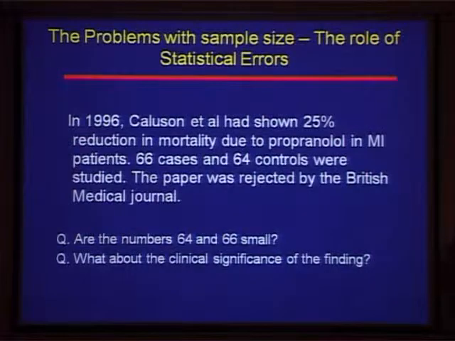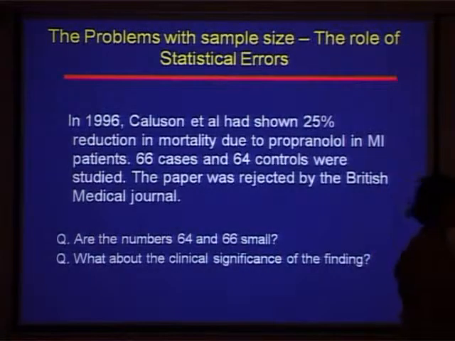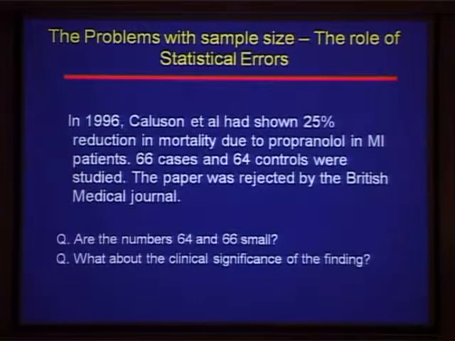Let's ignore the first one. What about the clinical significance of this finding? Every time you treat 100 patients, you're able to save 25 lives. It's a significant thing. So why was the paper rejected? It's not statistically significant. It was rejected. So there's something called the file drawer syndrome. It goes into the drawer.